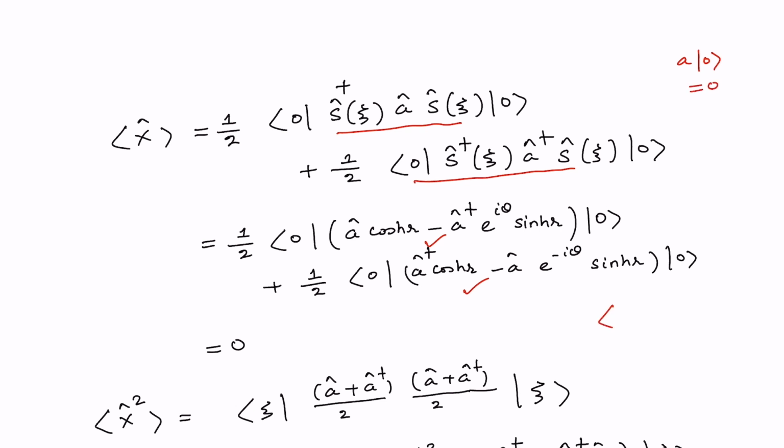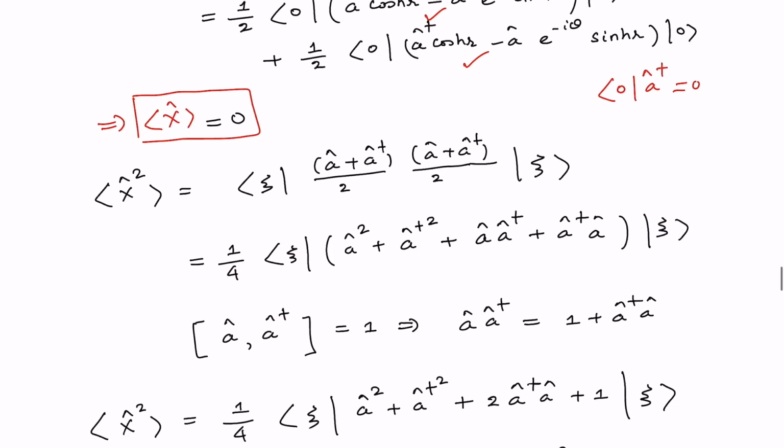Similarly, you apply the a dagger operator on the vacuum state from the left, on the bra, then that is also going to give you 0. So exploiting these two, you can immediately see that the expectation value of the quadrature operator in the squeezed vacuum state is going to give you simply 0.